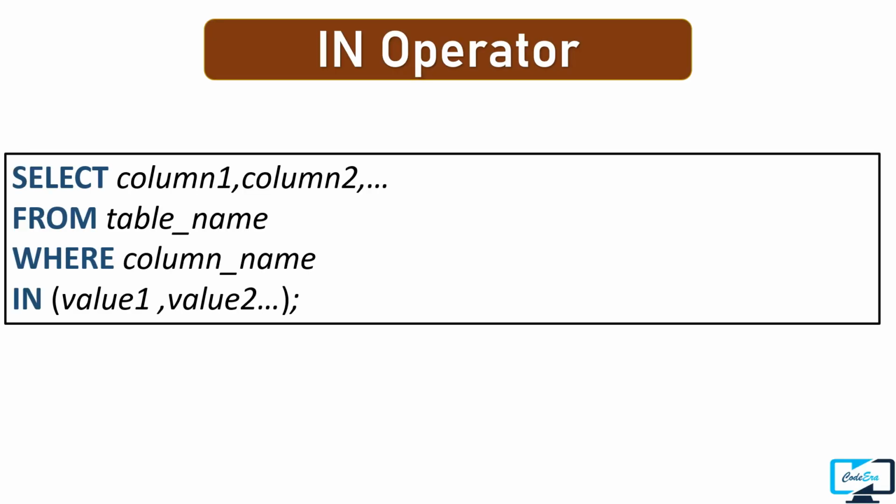So guys, this is the general syntax for the in operator. After the where clause, we have to write the column name on which we want to apply the in operator. Then we write the in keyword, and then we specify the list of values in parentheses to filter the data.